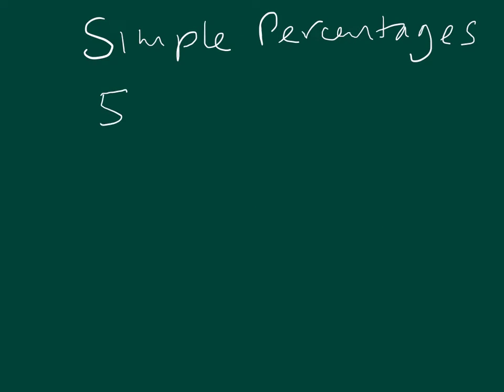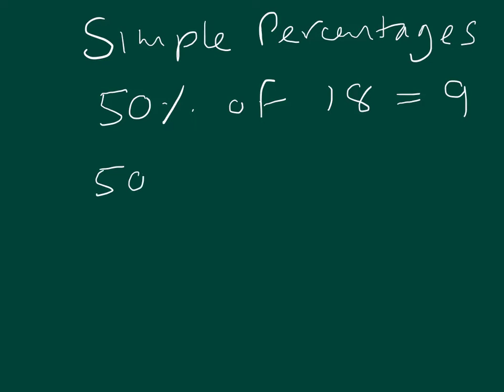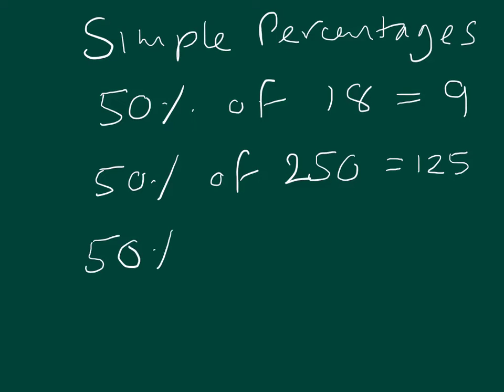So let's try a few more. What is 50% of 18? Well, 50% of 18 is a half of 18, which is 9. What about 50% of 250? Well, 50% of 250 is a half of 250, so our answer is 125. And finally, what is 50% of 0.8? Well, a half of 0.8 is 0.4, so 50% of 0.8 is 0.4. And remember, 50% is half of whatever amount you had to start with.